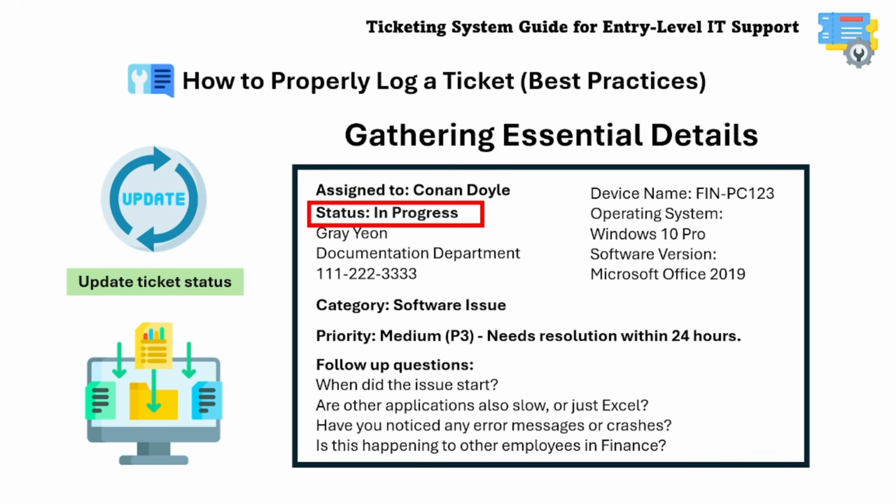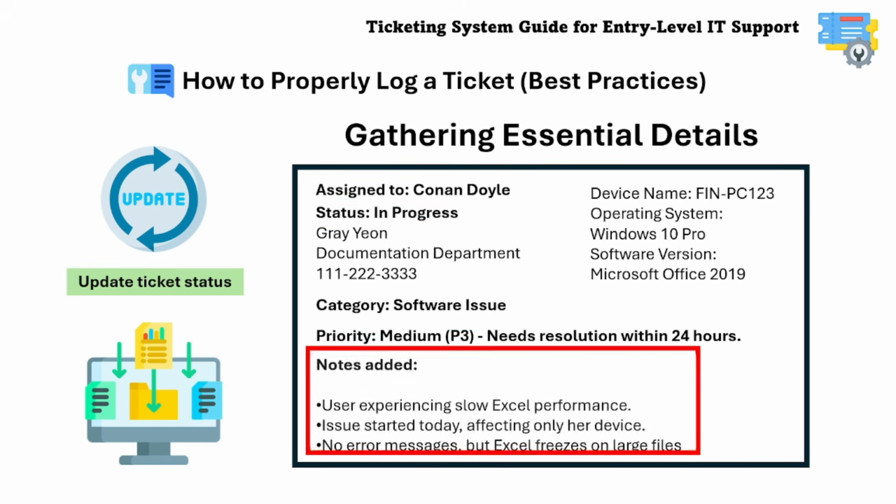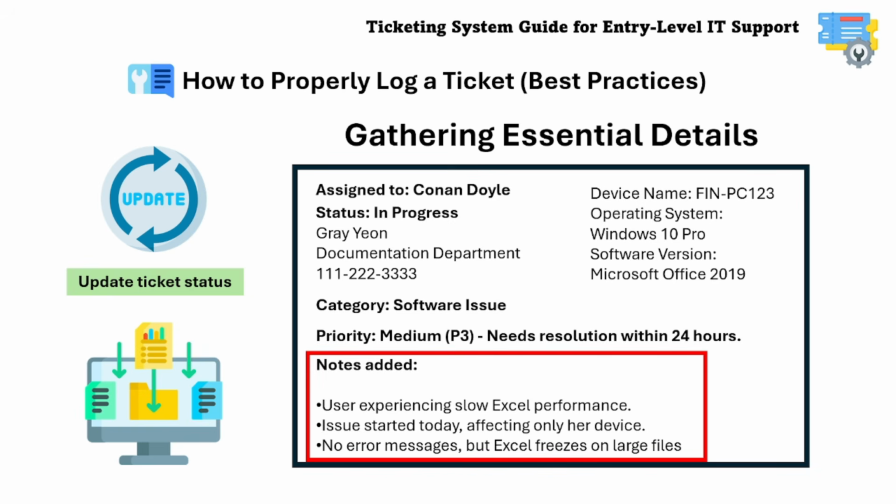Then, update the ticket status whenever there are changes. For example, it's in progress because we are working on solving the issue. Then, don't forget to add notes after asking for follow-up questions. This helps if you need to escalate later.